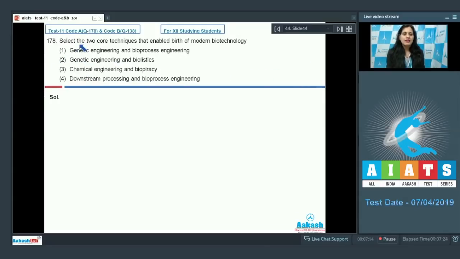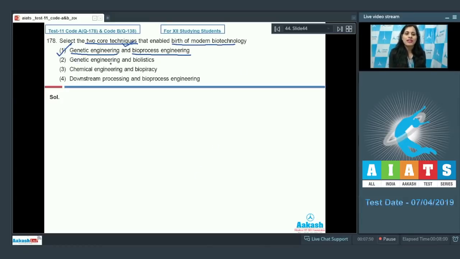Question number 178. Select the 2 core techniques that enabled birth of modern biotechnology, and the options are genetic engineering and bioprocess engineering, genetic engineering and biolistics, chemical engineering and biopiracy, downstream processing and bioprocess engineering. This is a direct question from your NCERT book, and the correct answer to this question is option number 1, genetic engineering and bioprocess engineering are the 2 core techniques that enable birth of modern biotechnology. Let's discuss rest of the options.